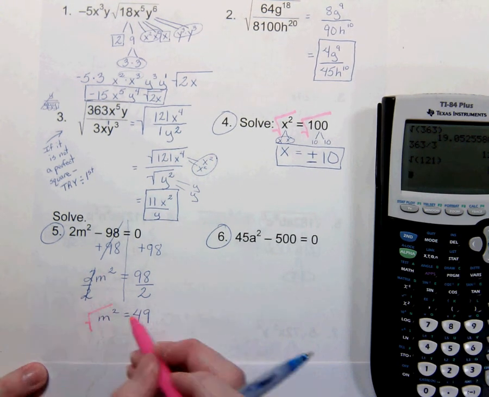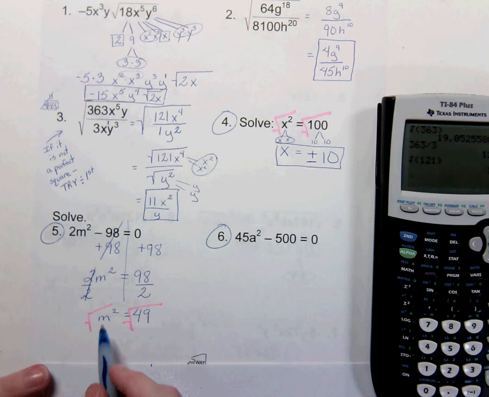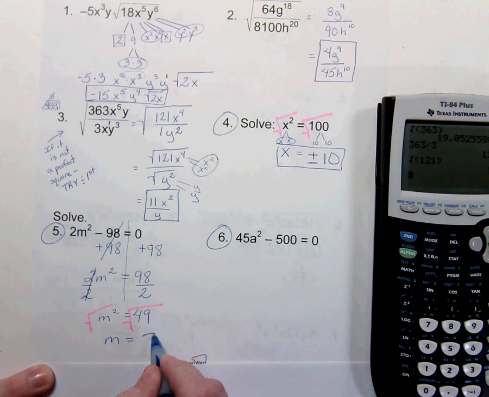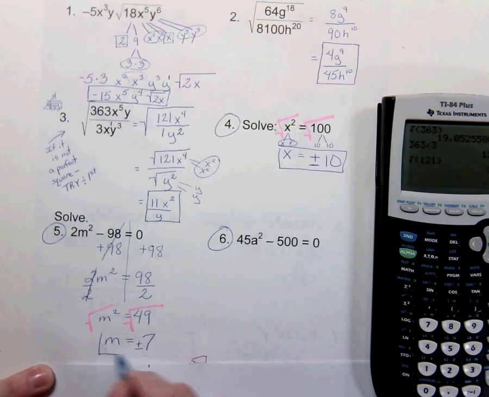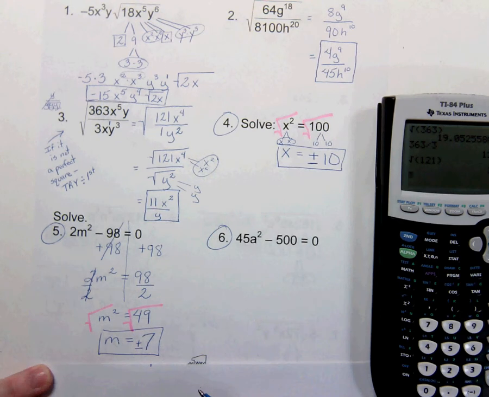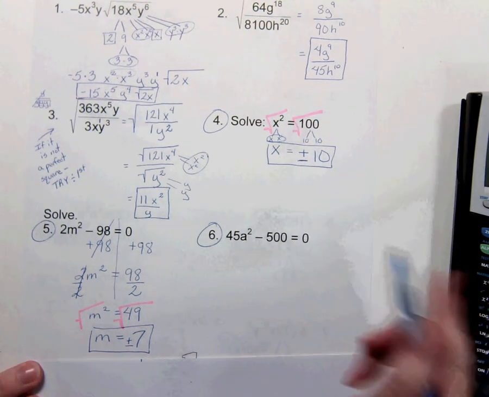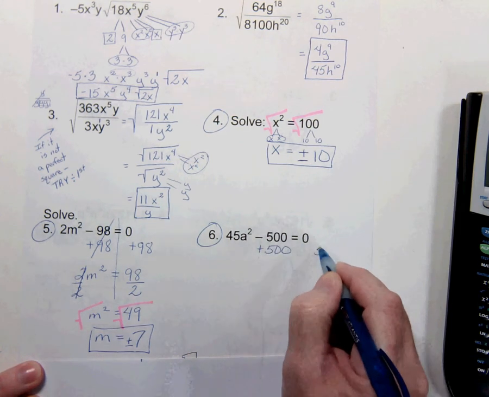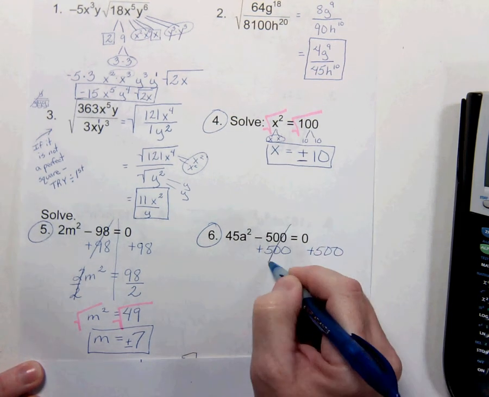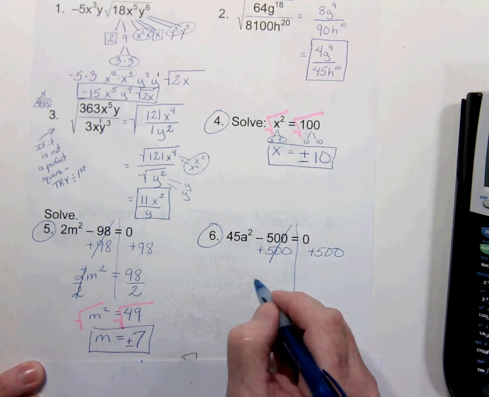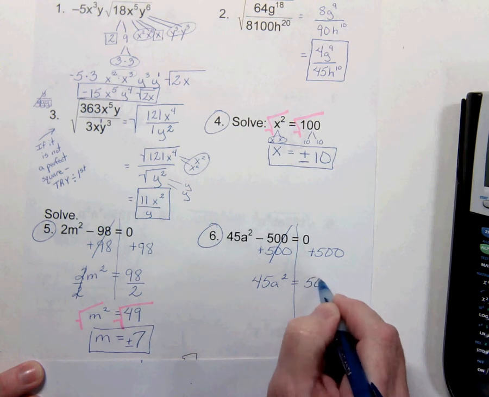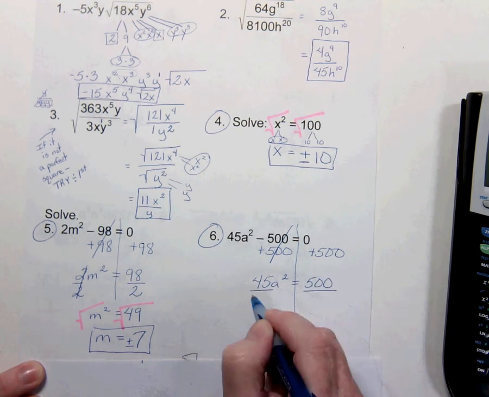Taking the square root of both sides, anytime you have any variable squared, you're going to take the square root of it, and this happens to be a perfect square. Just make sure you put a plus and a minus with that one. All right, same thing with this one. You've got to add 500 to both sides. That goes away. This helps draw a line. 45a squared is equal to 500. You're going to divide both sides by 45.